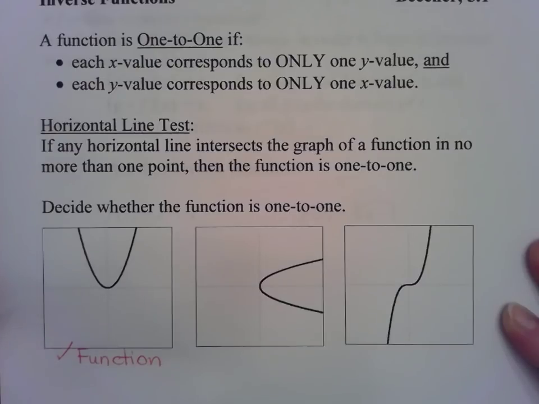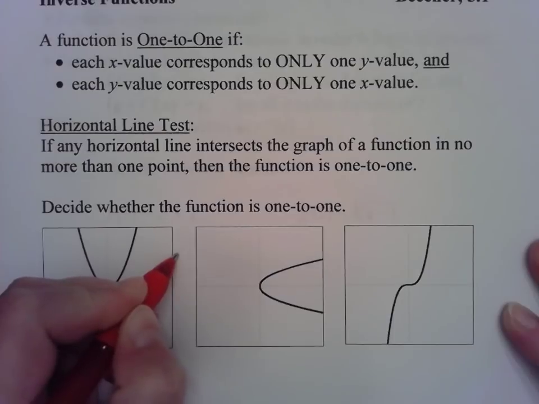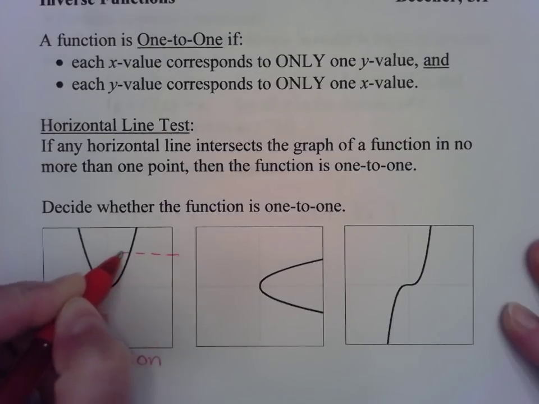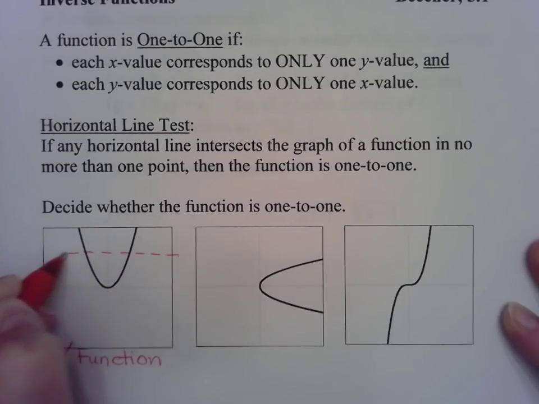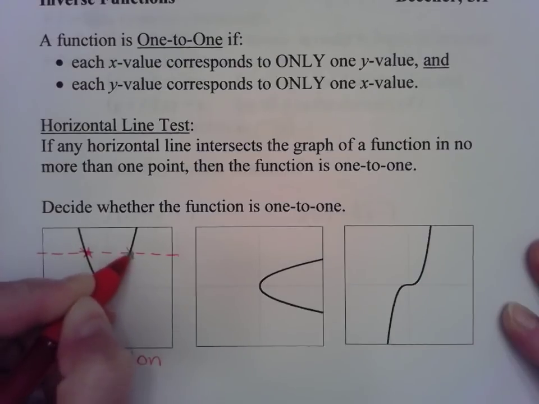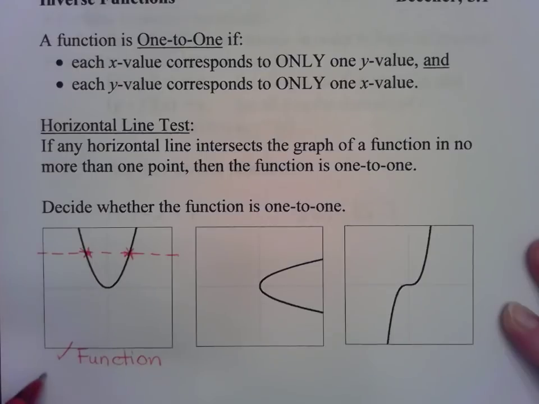Is it a one-to-one function? To that question, I think we could say no, because if we apply the horizontal line test, the horizontal line is going to touch the graph in two places. So it is not one-to-one.